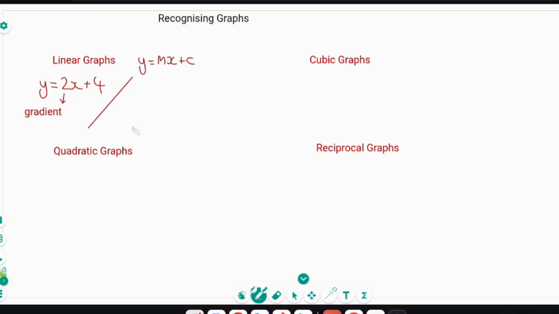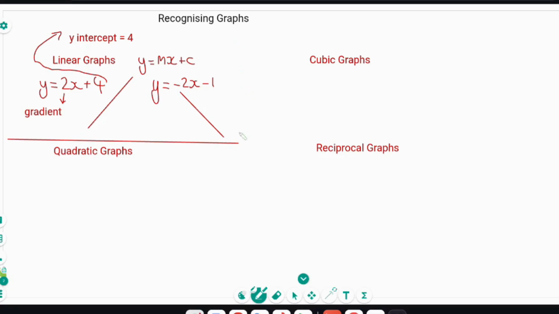So here, this graph y equals 2x plus 4 would cut your y-axis at 4. You've got to also bear in mind, you might have a negative gradient. So negative gradient slopes downhill. And then for this graph here, the y-intercept would be -1, it would cut through your y-axis at -1.